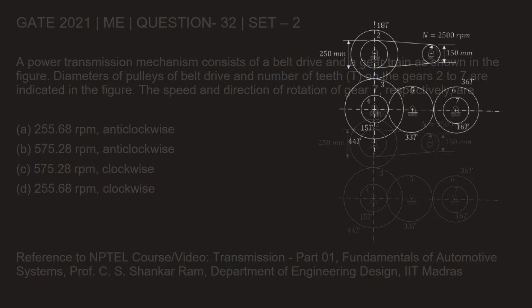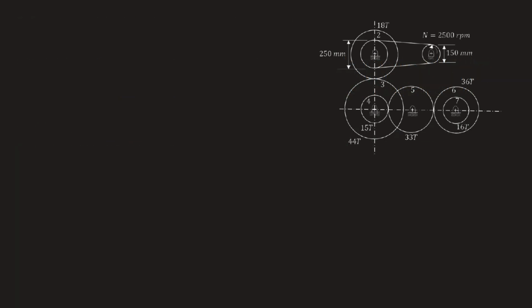Let's find out. So first relationship we will write for the belt drive. This is N. Let this be N1. So we can write the ratio N1 by N will be equal to D by D1, because we know that speed is inversely proportional to its diameter for a belt drive. And therefore we have this relationship. So we need to find out N1 here. N1 will be equal to D by D1, which is nothing but 150 by 250 into N, which is 2500. This gives us N1 as 1500 RPM.